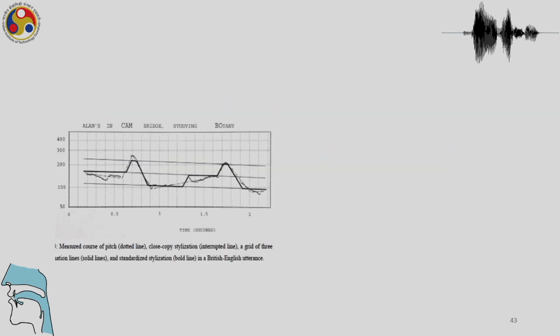And this grid lines figure is showing the same sentence that you saw before, showing the baseline, midline, and the top line that we talked about. So we can see the baseline, we can see the slight movement for the midline, and then we can see the top line.